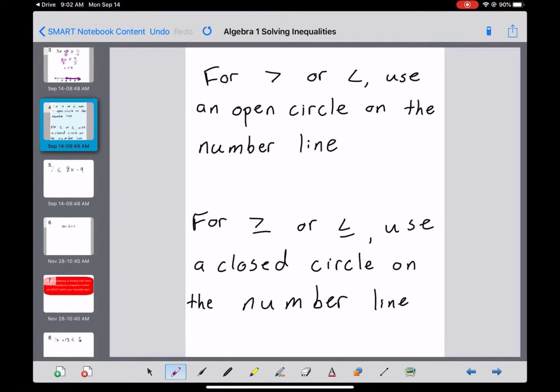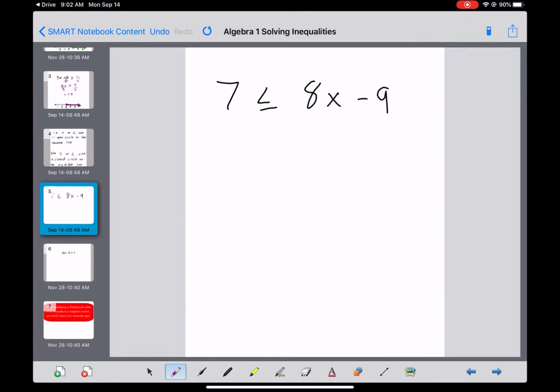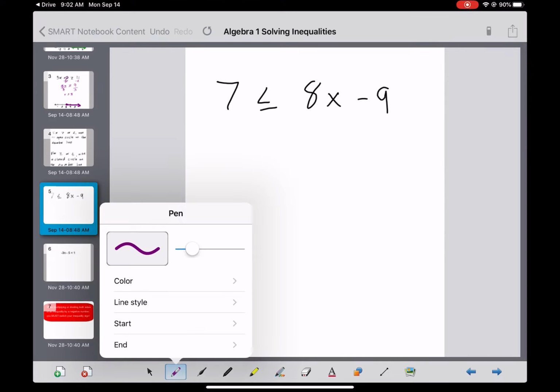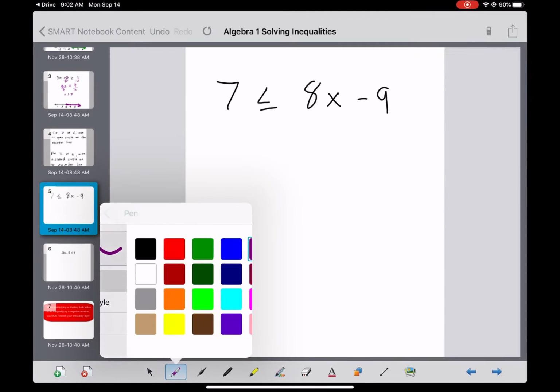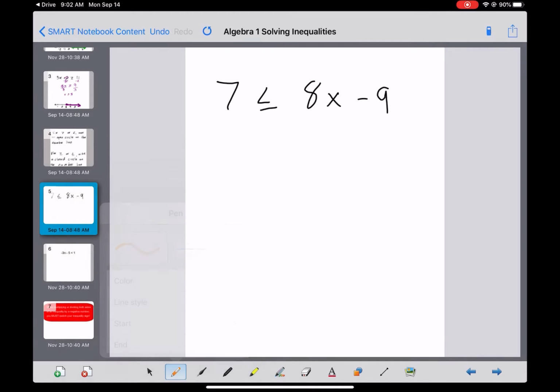Let's just try 2 or 3 more examples here. This one's a little bit different now because my variable is on the right-hand side of the inequality, and sometimes those get a little trickier to deal with. So let's try this one. 7 is less than or equal to 8x minus 9. So we'll still start just like we would in the other one. Get x by itself. So add 9 on both sides to get rid of that. 7 plus 9 is 16, is less than or equal to 8x. Then divide both sides by 8. So we get 2 is less than or equal to x.